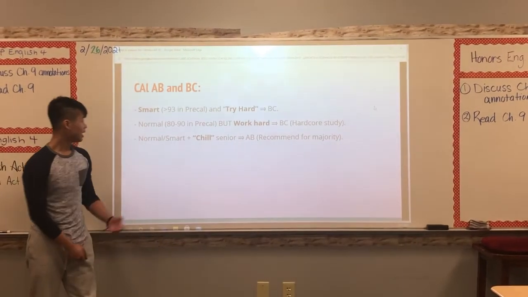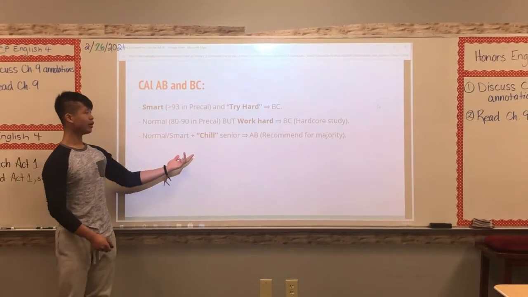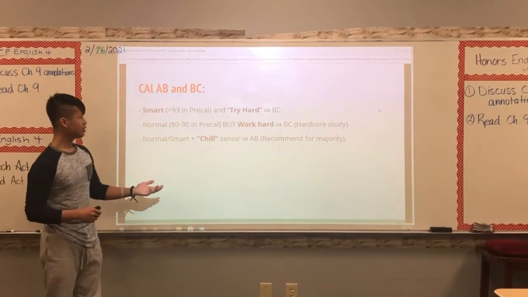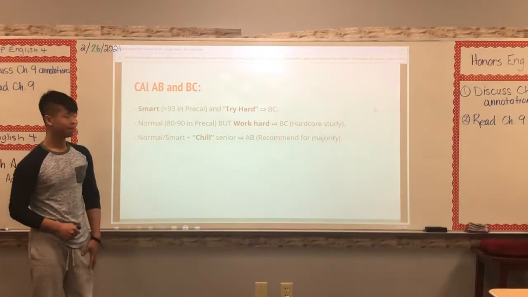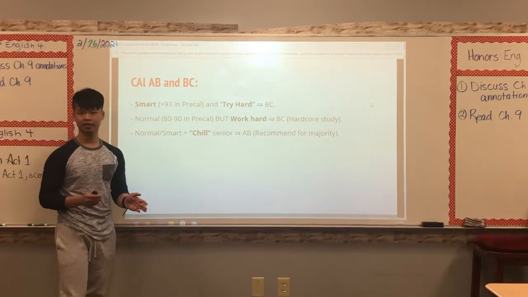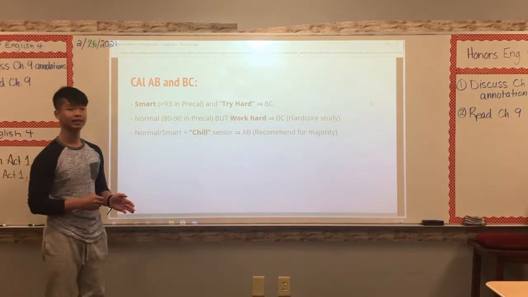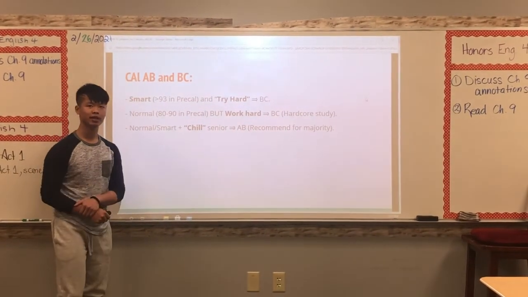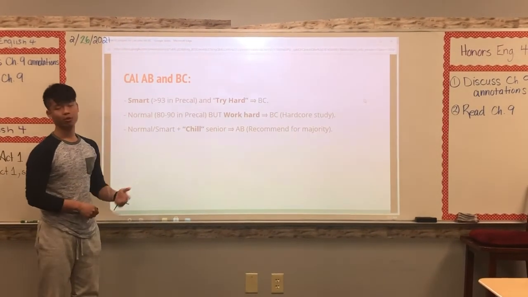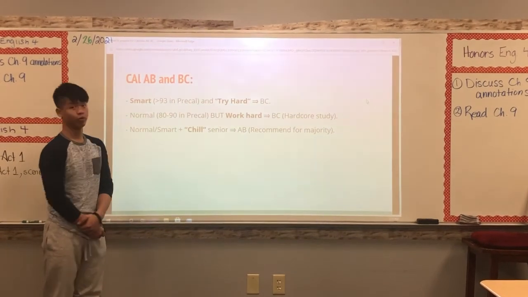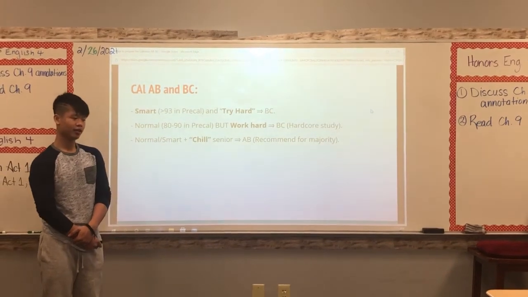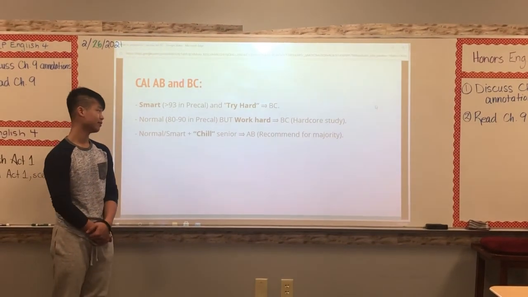And my last choice and my recommendation for the majority of people is just get AB. AB studies at a much slower pace than BC, and they have much less stuff to study. So it's going to be a chill senior year. You don't have to be extremely smart to do AB. You just need to take care of your homework and remember stuff, and then you're good in AB.